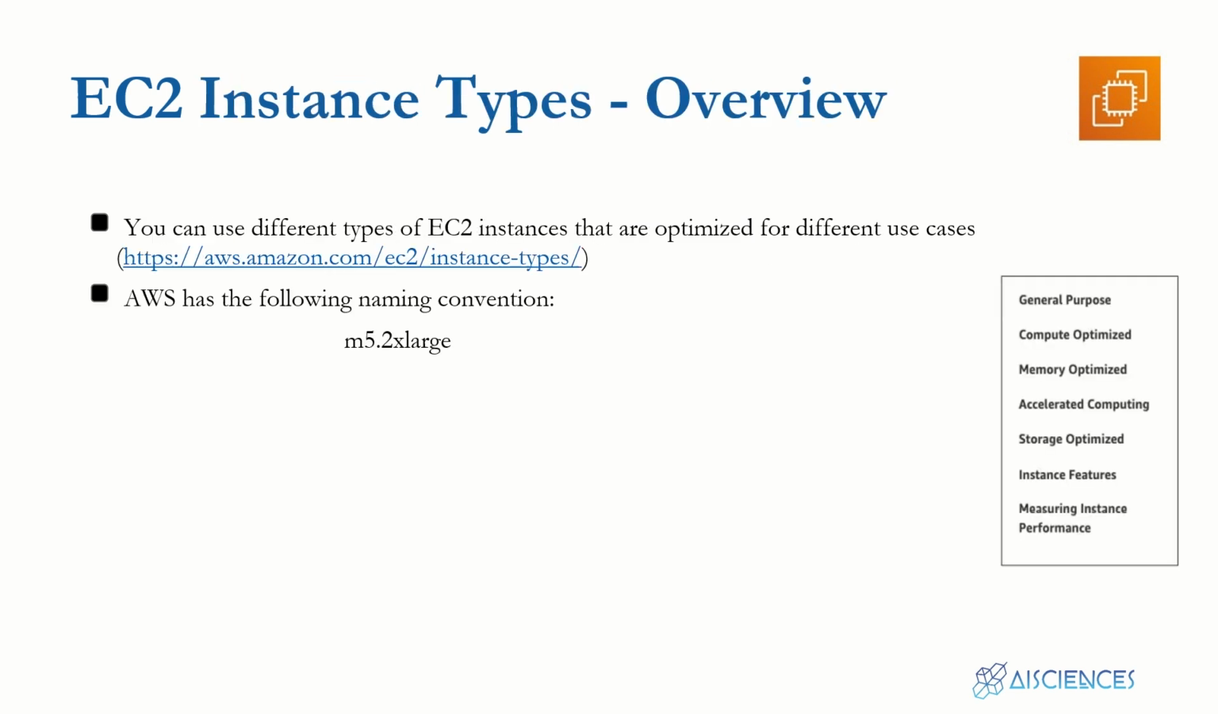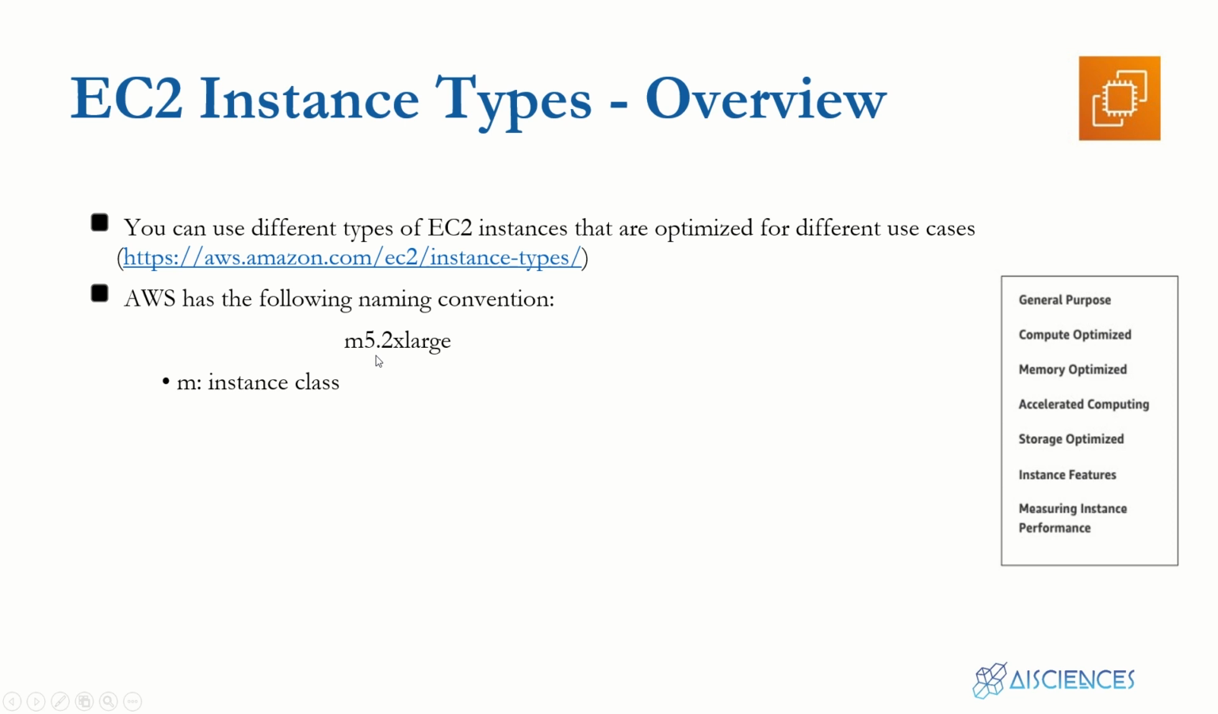So this naming convention, for example, it's written as M5.2xlarge. Now every letter differentiates within itself. It has its own meaning. Over here, M belongs to the instance class, and this 5 over here means the generation.